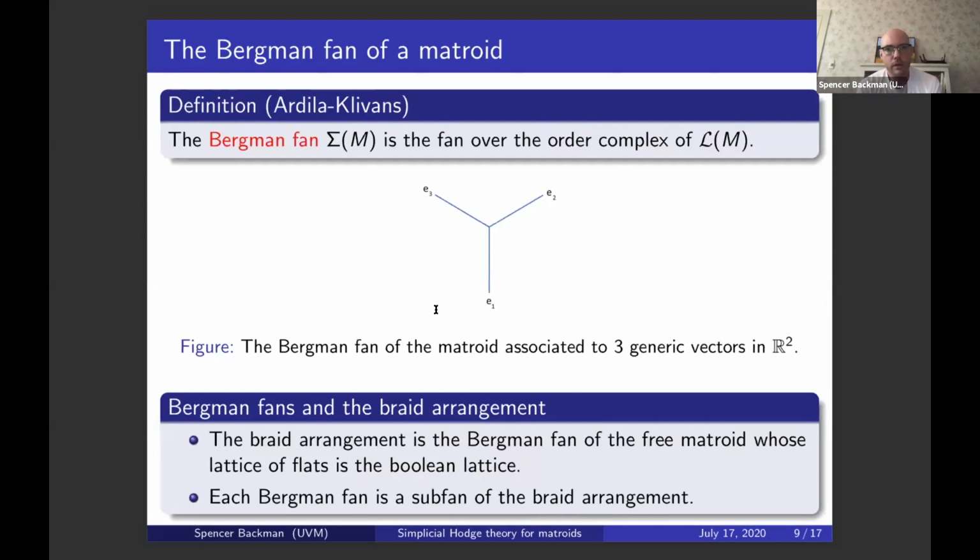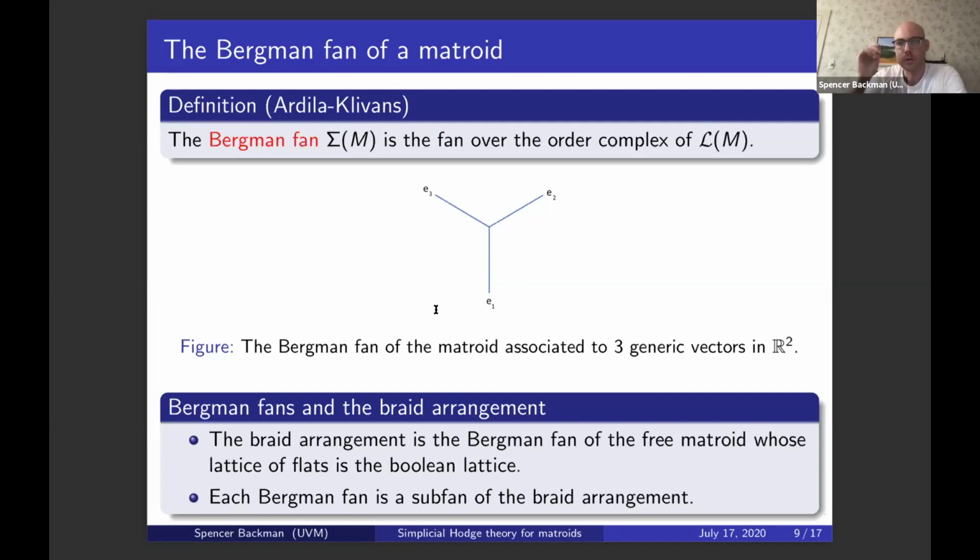Okay, so another object of interest in this talk is the Bergman fan of a matroid. The Bergman fan is a certain polyhedral fan which is obtained as the fan over the order complex of the lattice of flats. If you don't recall what an order complex is, this is just the idea that for every chain of flats, we're going to get a face. So the rays correspond to the flats, and then a collection of rays spans a cone if they form a chain in the lattice.